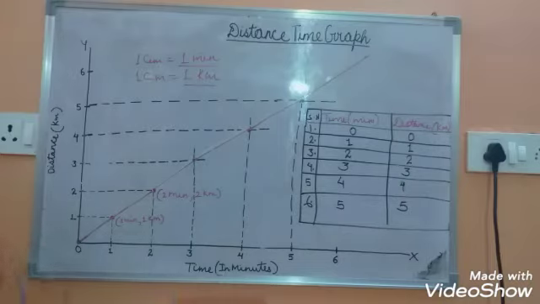Now the second reading is, at 1 minute the distance traveled is 1 kilometer. So at 1 minute, this is the 1 minute and this is the 1 kilometer. On the x-axis, where the 1 minute is given, we will draw a perpendicular line to the x-axis.